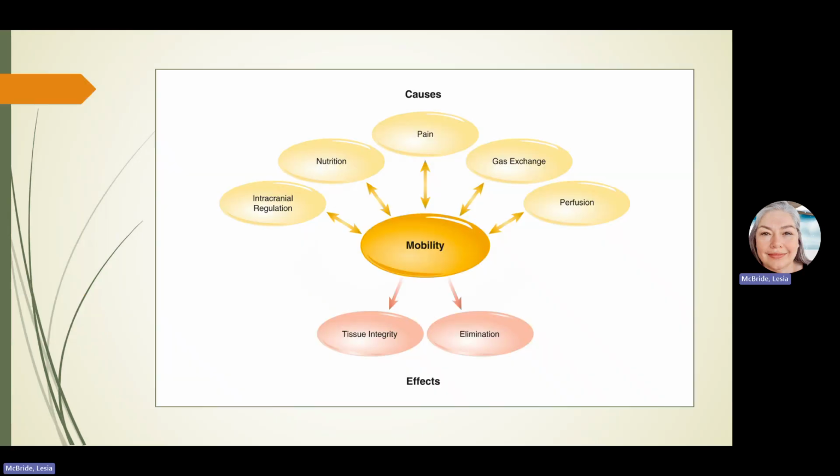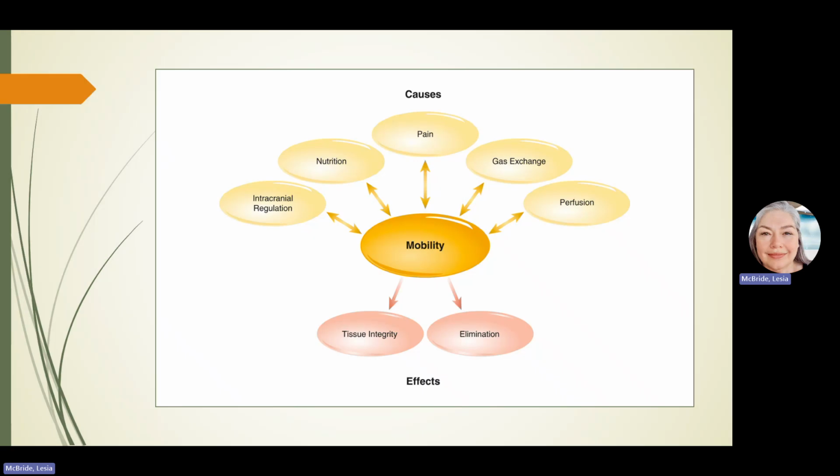The interrelated concepts related to mobility are quite a few. As you can see, there's our intracranial regulation, which is our brain. Again, nutrition, pain, gas exchange, making sure we have plenty of oxygen, and perfusion, which is getting that oxygen from our lungs to our various body parts and cells. And our mobility depends upon our tissue integrity and our ability for elimination of waste and products.